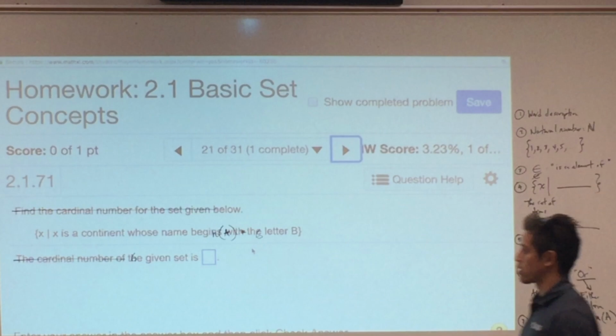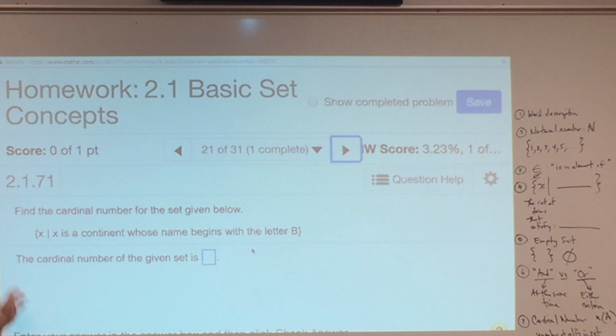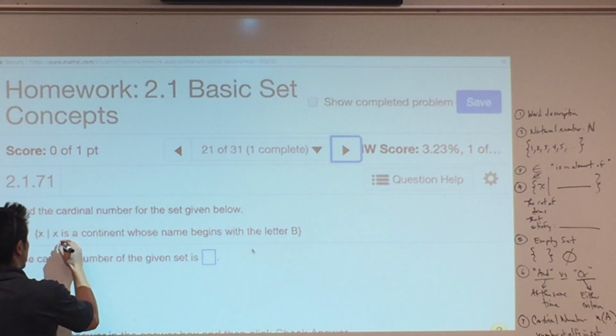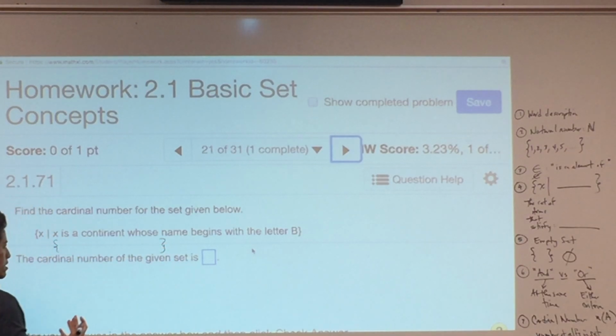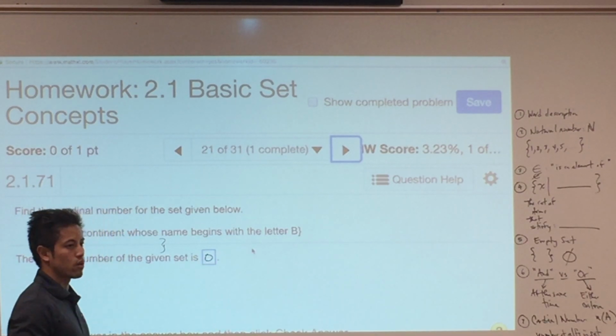Let's look at this one real quick. It says find the cardinal number for the set given below. So you first have to populate the set to figure out how many elements are in it. The elements in your set are going to be continents whose names begin with the letter B. Are there any continents whose names begin with the letter B? No. In other words, this is an empty set. How many elements are in an empty set? 0, none. So your cardinal number for an empty set would be 0.